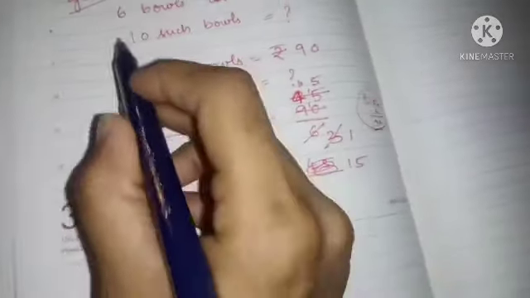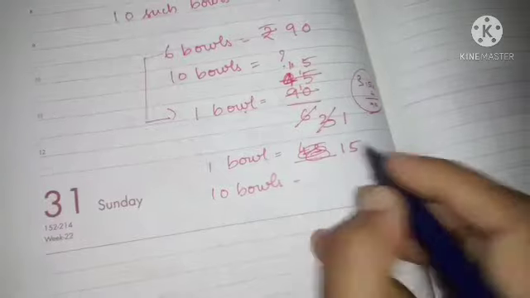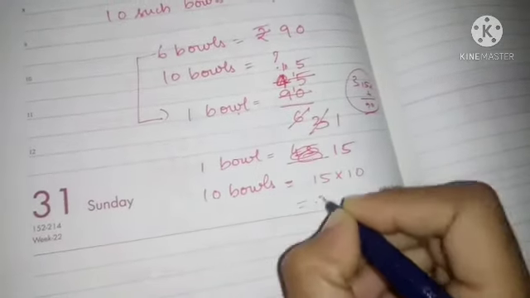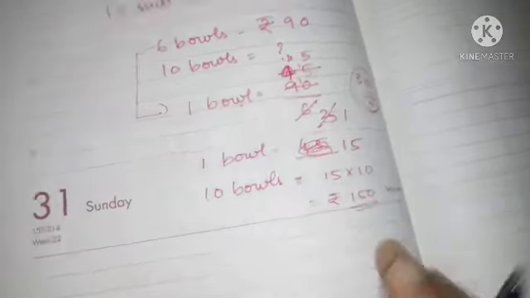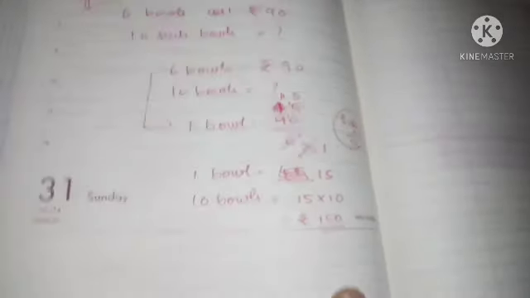So for how many bowls do we need, children? 10 bowls. For 1 bowl, the rupees is 15. For 10 bowls, 15 into 10, we need 150 rupees. For 10 bowls, 150 rupees is needed.